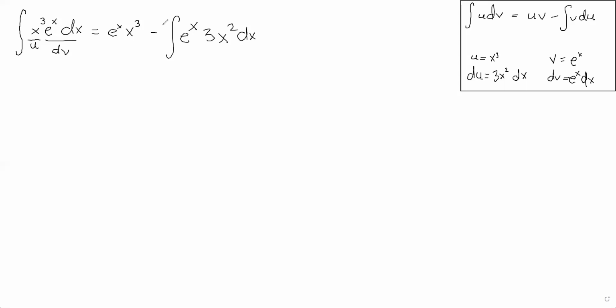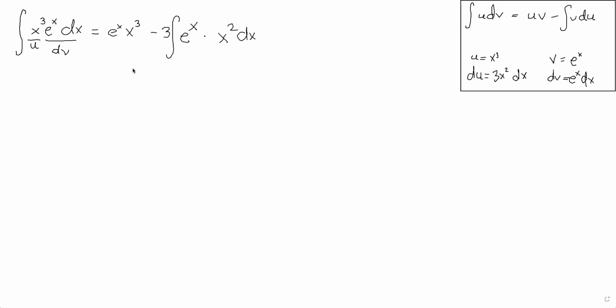So I'm going to move the 3 out front just to make things a little easier to conceptualize. So we have minus 3 times the integral of e to the x times x squared. So it looks like we have to use integration by parts again. We know that because we have the product of something and something else. We have something that gets simpler when we take the derivative, which would be x squared, and then we have something that doesn't get simpler when we take the derivative. e to the x just remains the same when we take the derivative over and over again. So we're going to have to do integration by parts once again.